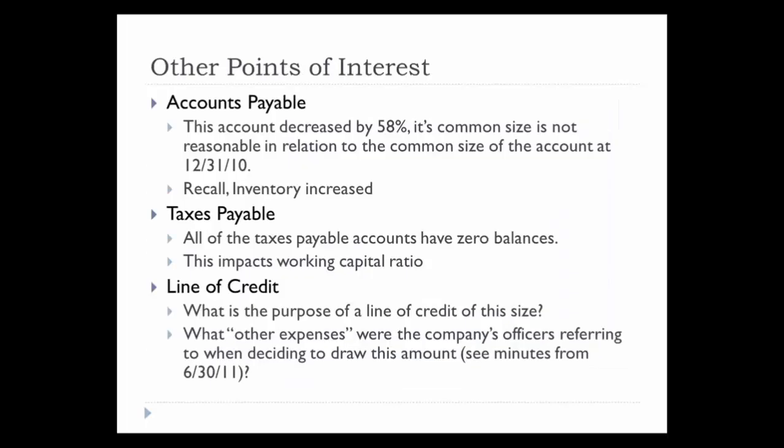Some other points of interest, I pointed out that accounts payable decreased by 58% in the common size. And so this is just not reasonable when you consider also that inventory increased and when you compare that against last year. So what's your concern with liabilities, your overall concern? If management was going to commit fraud, what do you think that fraud might be with liabilities? What would be their objective?